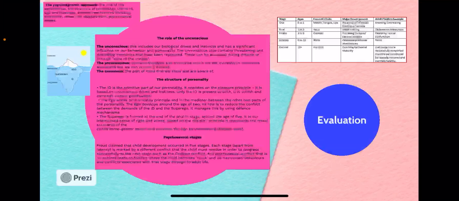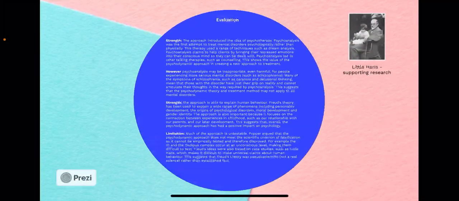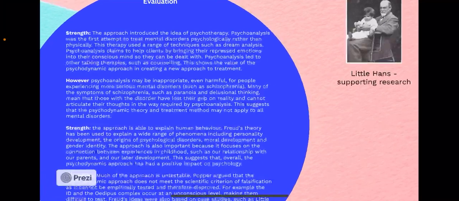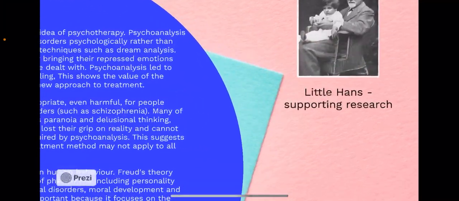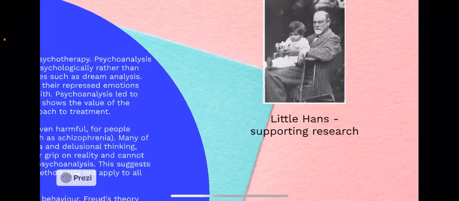So have a look through your notes and write down some definitions for these 3 key terms: repression, denial, and displacement. Then we have evaluation. So I've got here Little Hans supporting research. So you will have in your notes again the outline of Little Hans' research. Little Hans is this study. He had a phobia of horses.